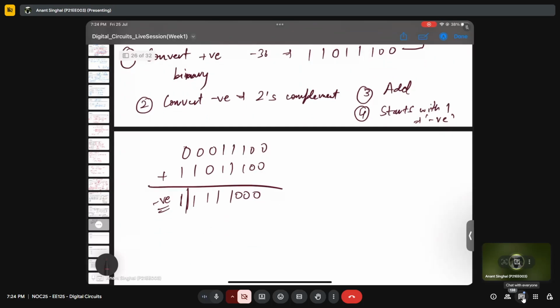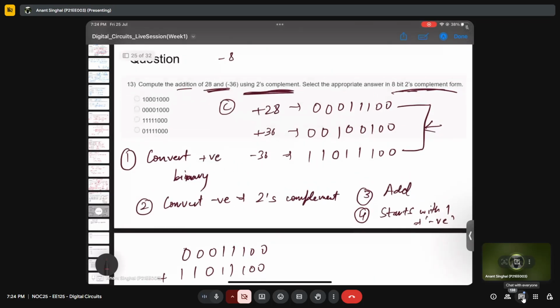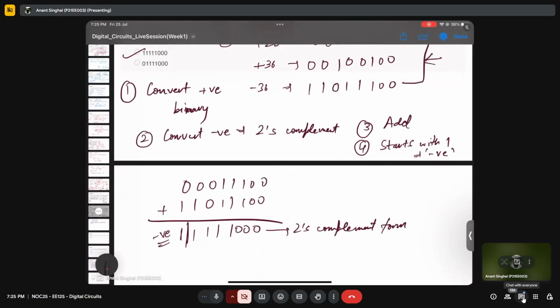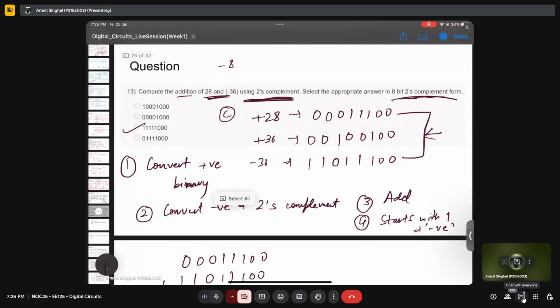So since this is the 2's complement form, which is I think asked in the question, that is why this particular option C is the correct answer.